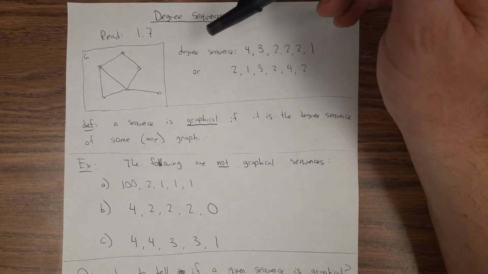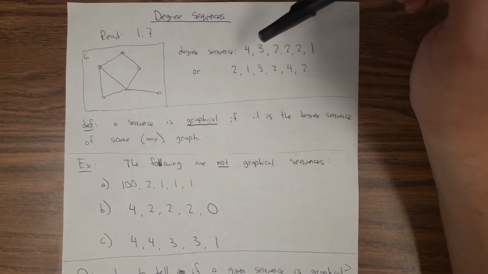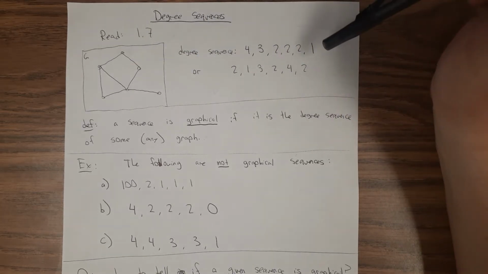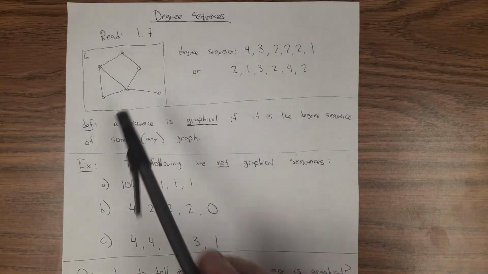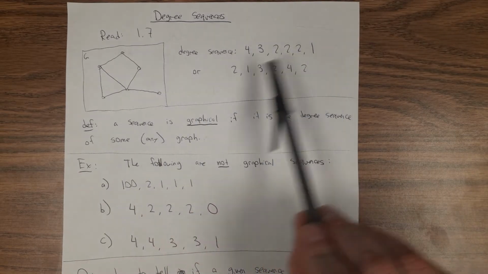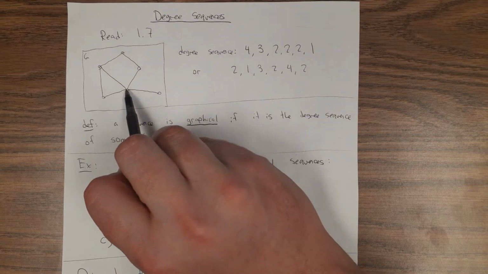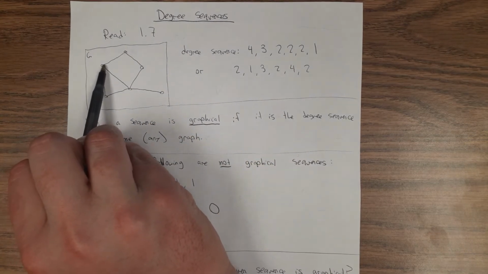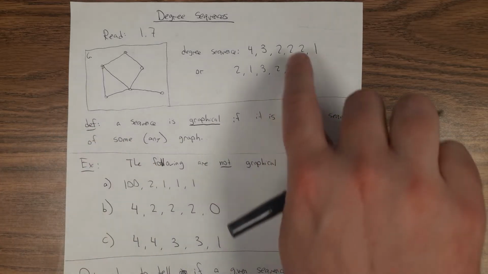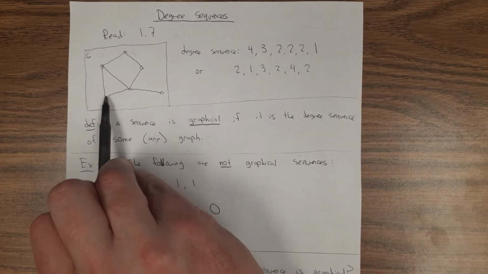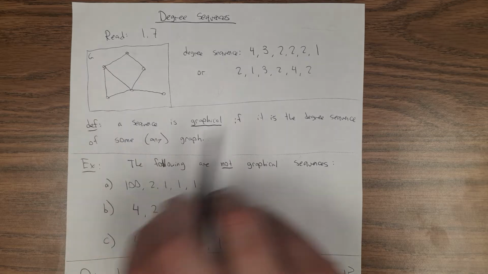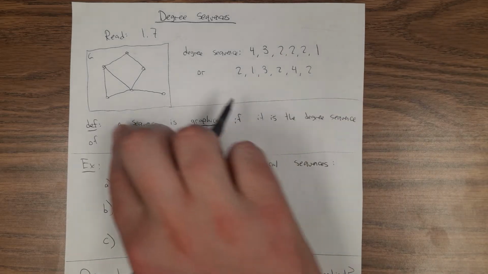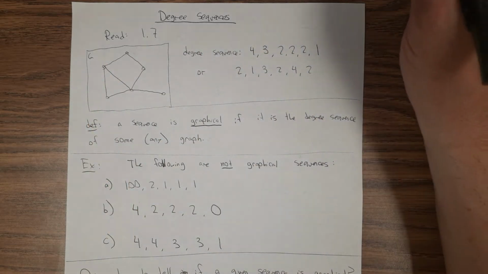degree sequence of a graph is just a sequence of numbers representing all the degrees of all the vertices. So this graph has this degree sequence because this vertex has degree 4, this one has 3, and then there's 3 different vertices with degree 2. There's this one, and this one, and then there's a vertex of degree 1, and that's all the vertices, so they're all represented here.